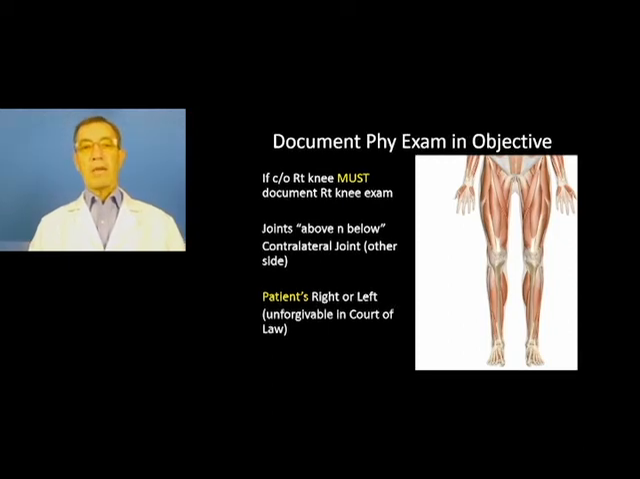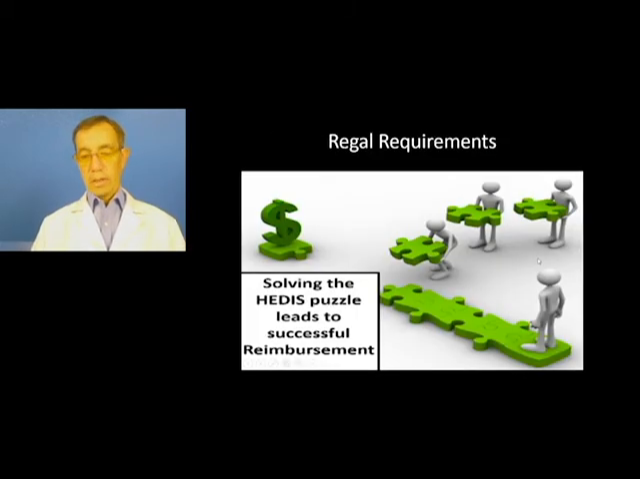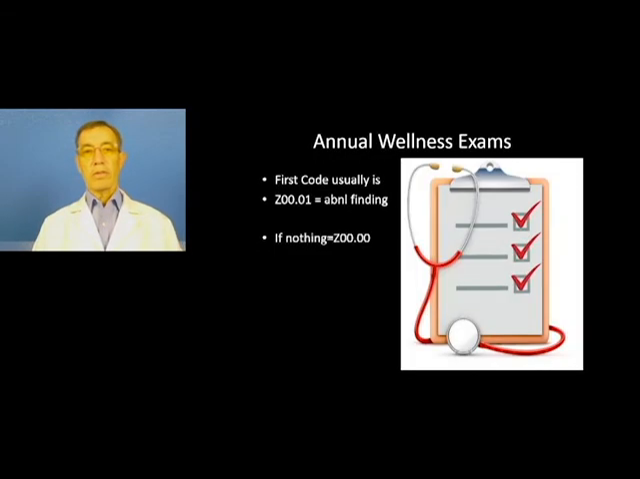For the physical exam on the objective, if you're complaining of, say, a right knee, you must obviously document the right knee exam. At the same time, you want to look at the joint above and below. So for the knee, you look at the hip as well as the ankle, and you should look at the contralateral or the other knee for this. And then understand that we have what's called HEDIS, or quality measures. And a lot of times, these also have to be met. And these are some other codes that we look at for requirements for quality measures.